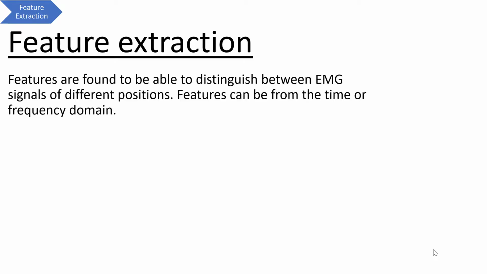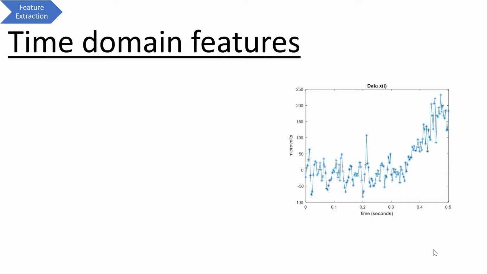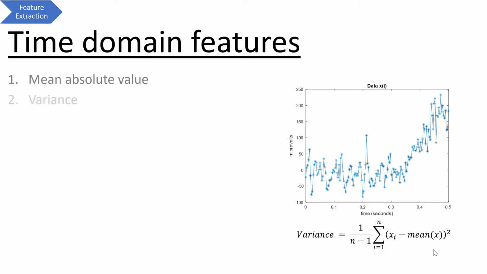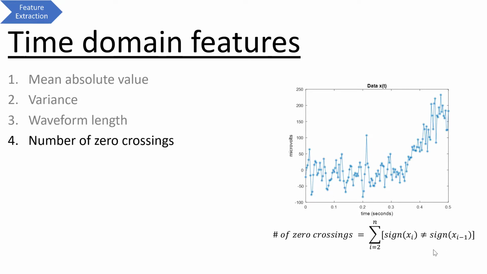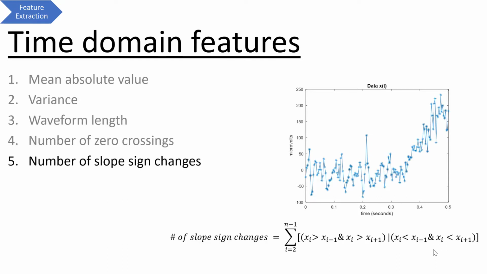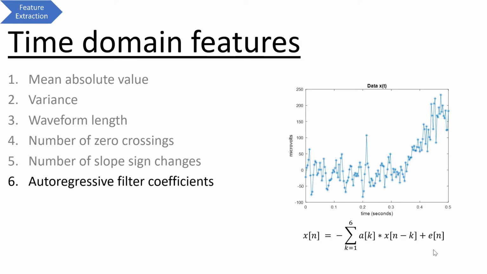Now that we have captured the data, we must now process it. Features must be extracted for each trial. Features are found to be able to distinguish between EMG signals of different positions. Features can be from the time or frequency domain. The time domain features used were the mean absolute value, the variance, the waveform length, the number of zero crossings, the number of slope sign changes, and the autoregressive filter coefficients. This is where we model the signal as an autoregressive filter and use the coefficients of the model as features.